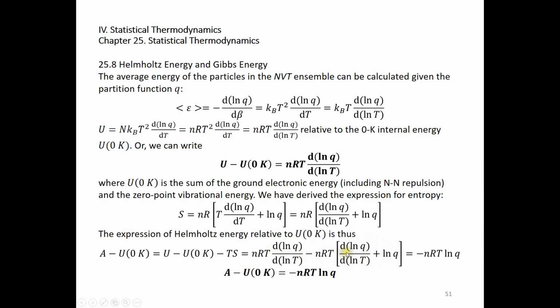So we have three terms, but the first and second terms cancel. So the result is really simple. The Helmholtz energy of a system minus the 0 K internal energy is negative nRT ln q. And we have this equation here. Now look at this equation and this equation. They are pretty simple. U minus 0 K internal energy is nRT times d ln q over d ln T. A minus 0 K internal energy is negative nRT ln q.